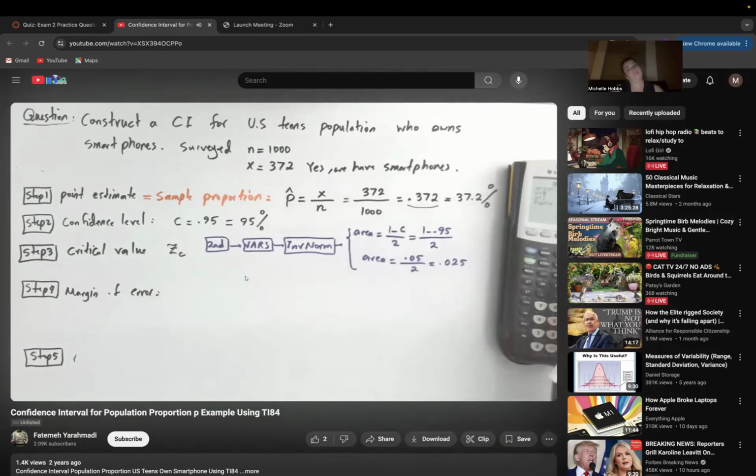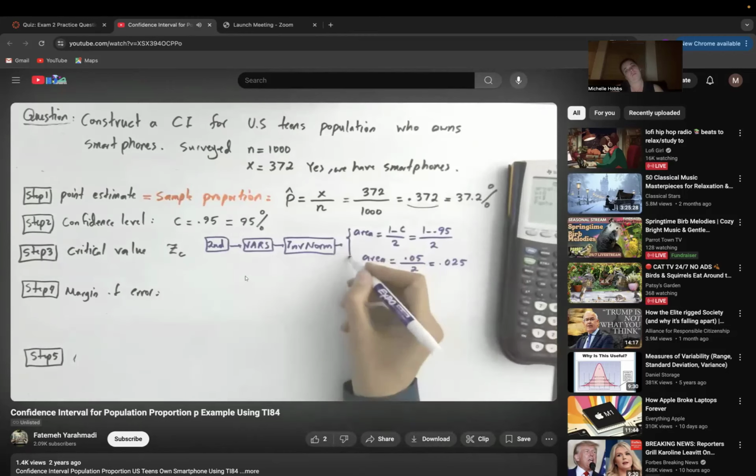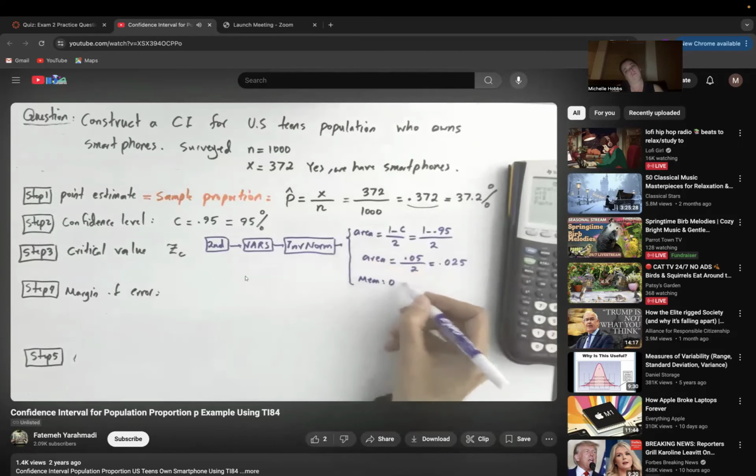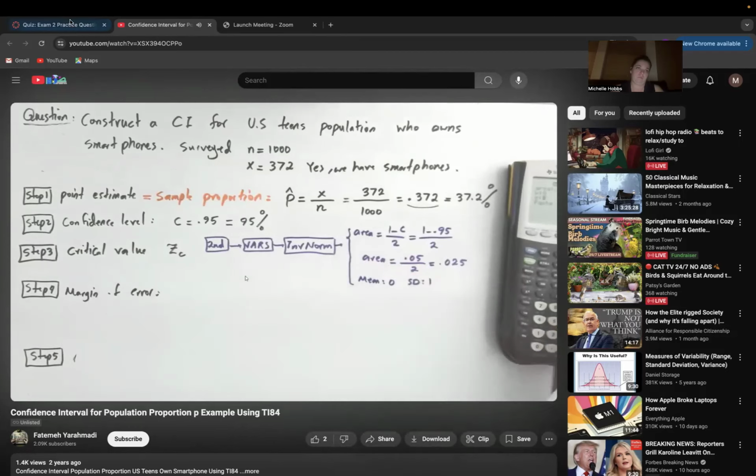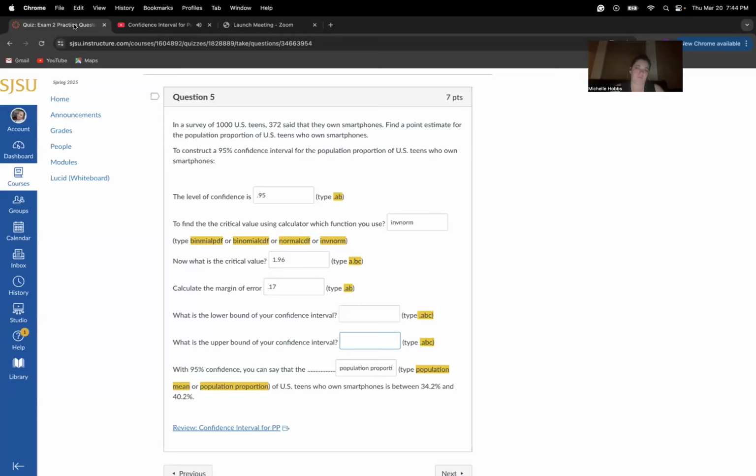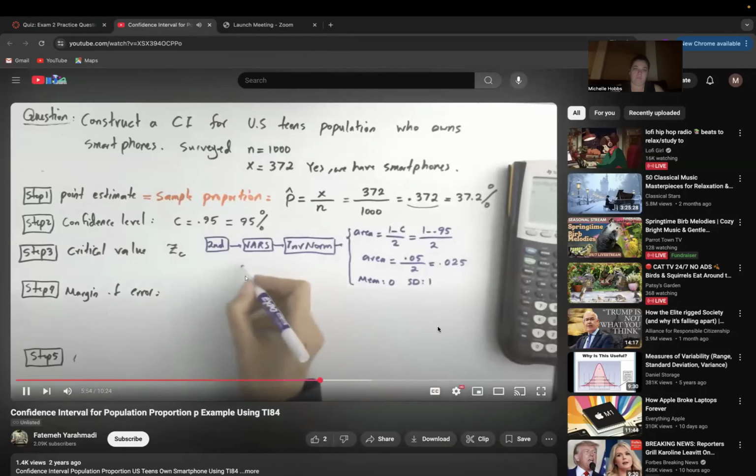0.025. Mean is 0, standard deviation is 1. I already know that because I'm dealing with Z. Mean is 0, standard deviation is 1. So let's do the calculation. I already have Christy writing the answer for us. 1.96. Thank you very much.